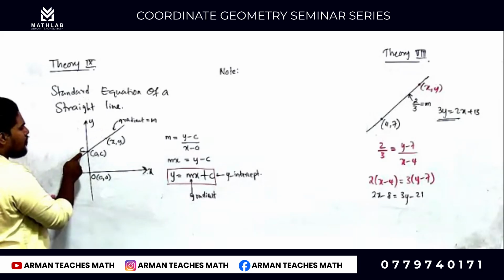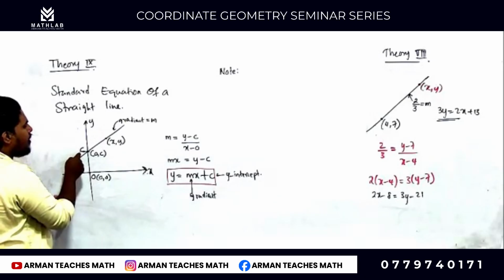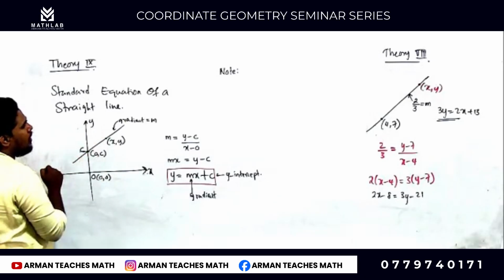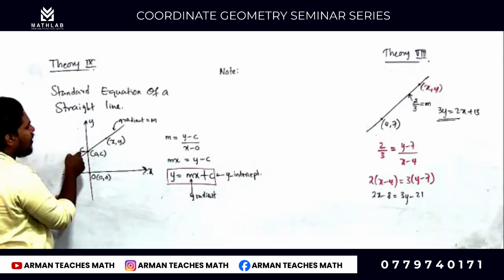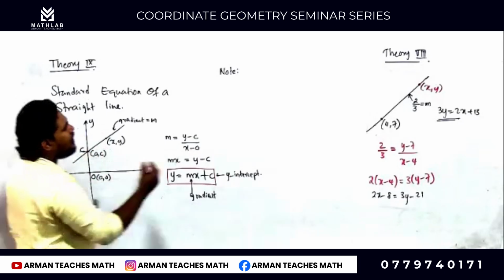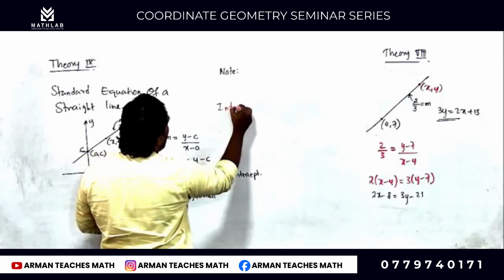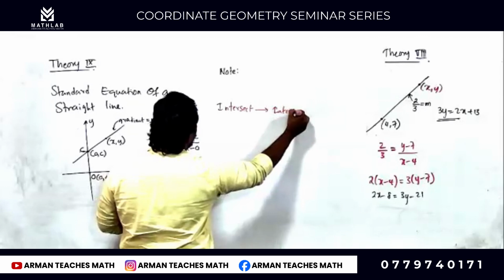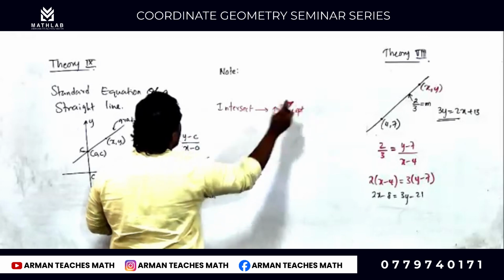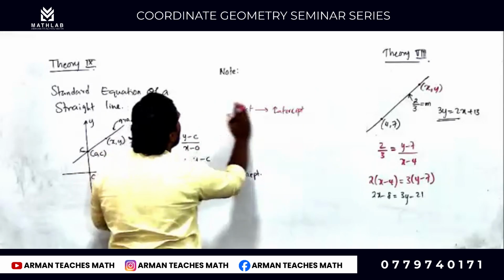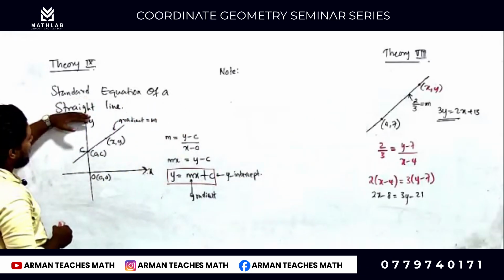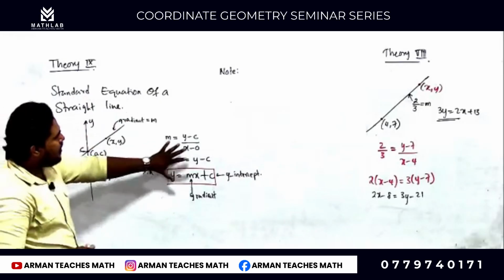What is the intercept? It is the y value of the coordinate at the point where the y-axis and the graph intersect. The y coordinate at the place where the graph cuts the y-axis is the intercept. The y value at the intersection is called the intercept. Under the standard equation of a straight line, draw this and write it quickly.